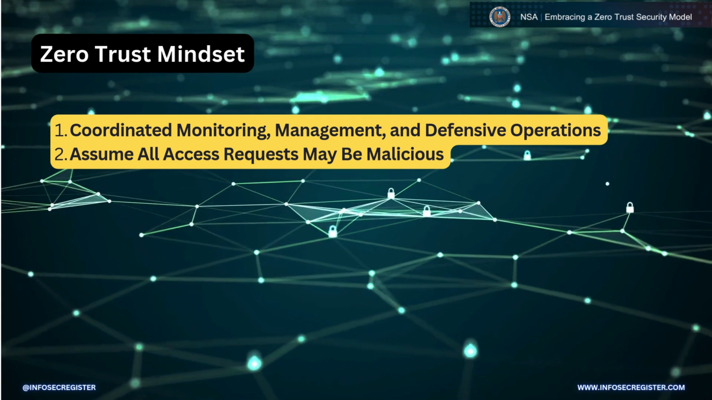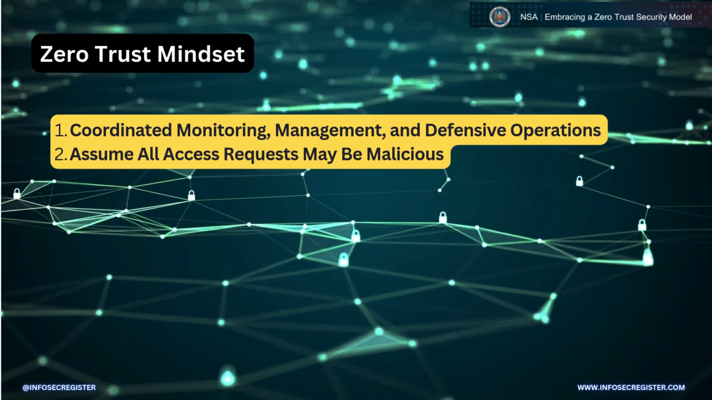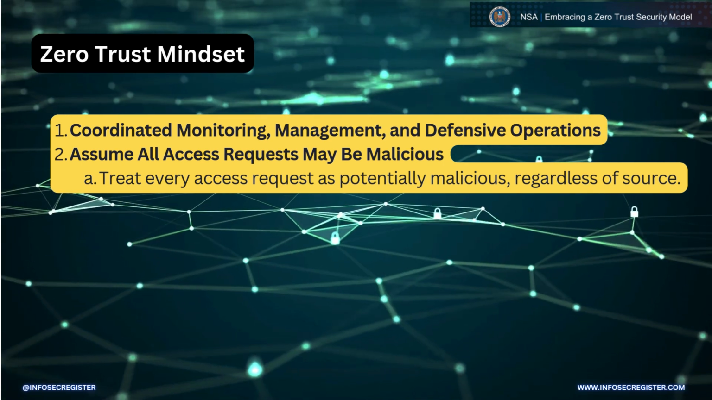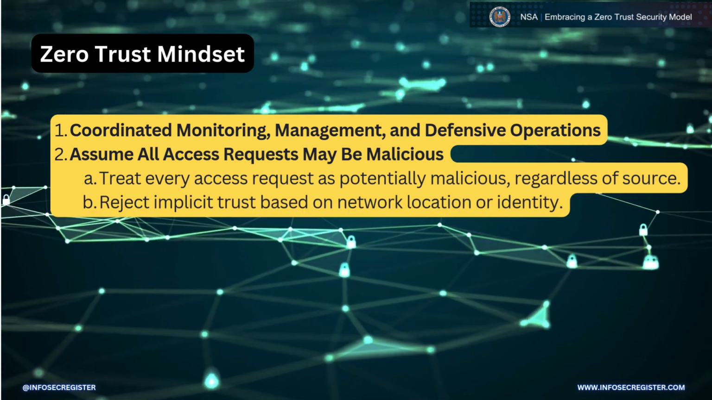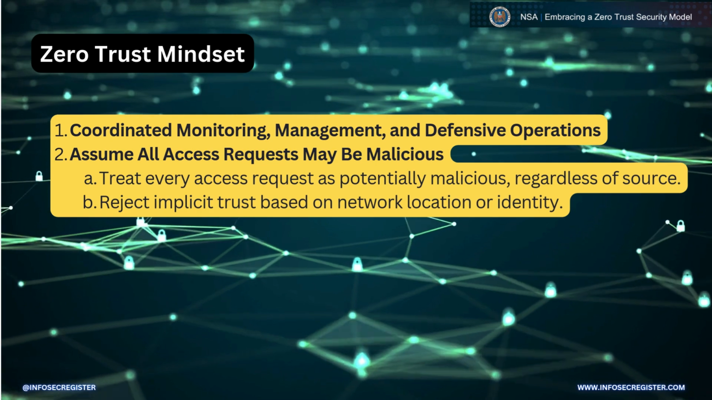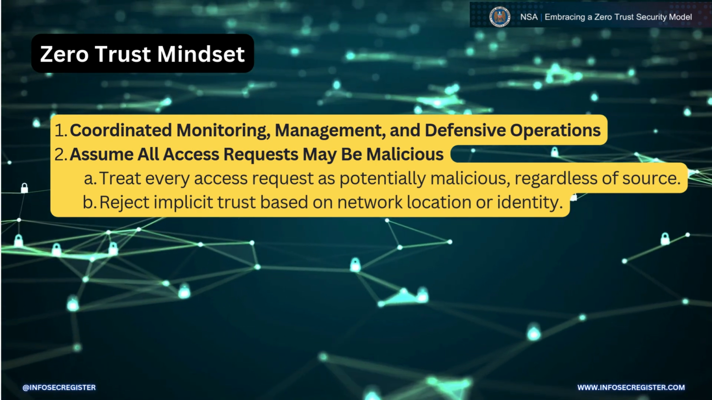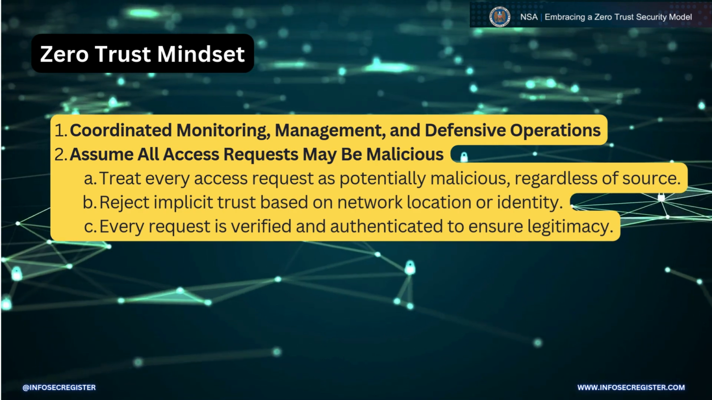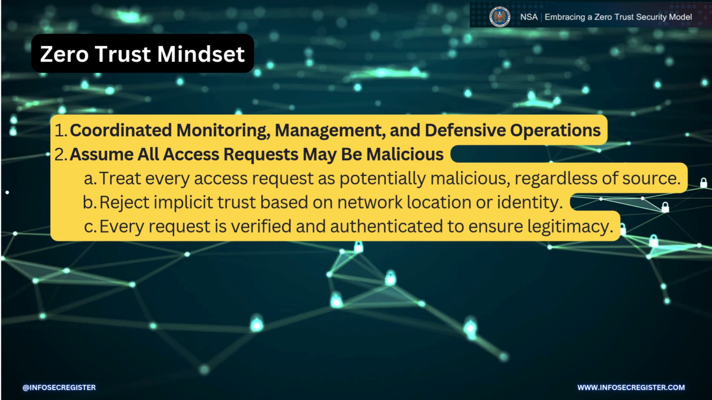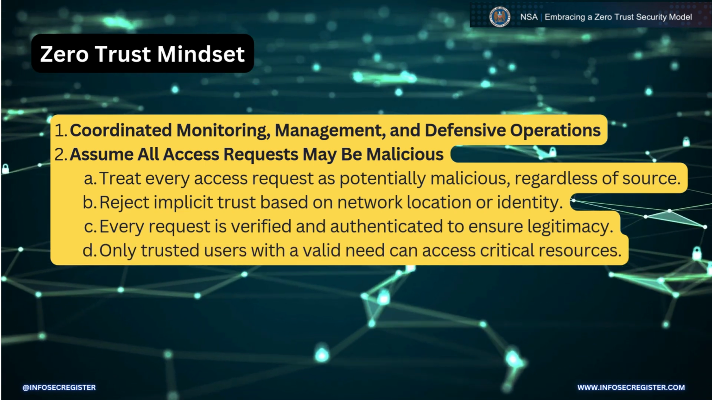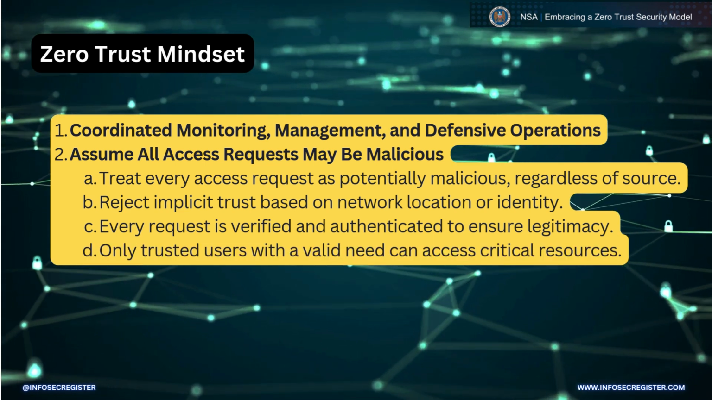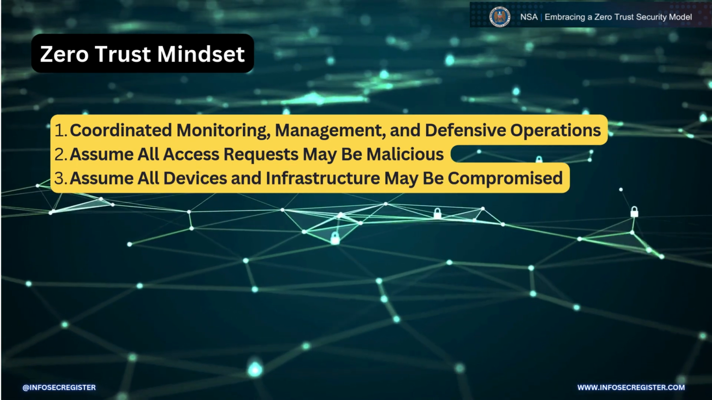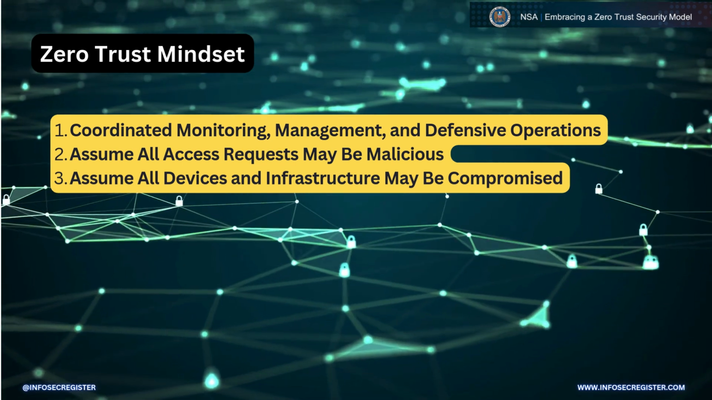The Zero Trust model operates under the assumption that any request for access could be from a malicious actor, whether it comes from inside or outside the network. This approach rejects the notion of implicit trust based on network location or user identity. Instead, every single access request must be verified and authenticated, ensuring that only trusted users with legitimate needs gain access to critical resources. Assume all devices and infrastructure may be compromised.